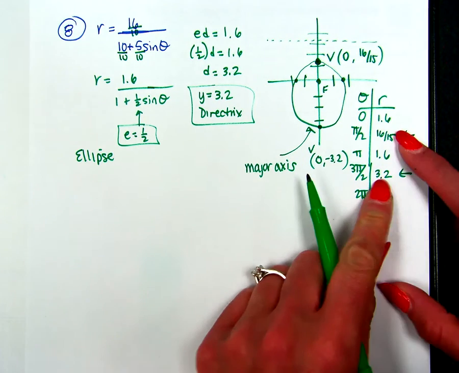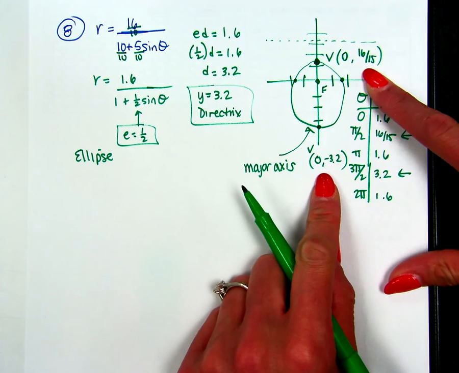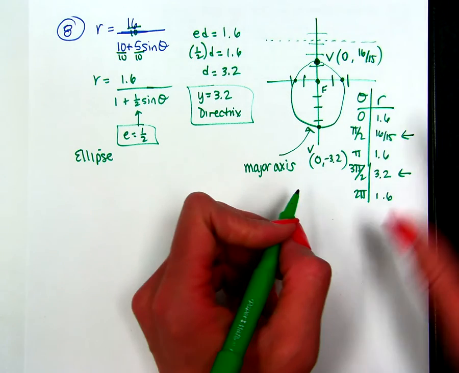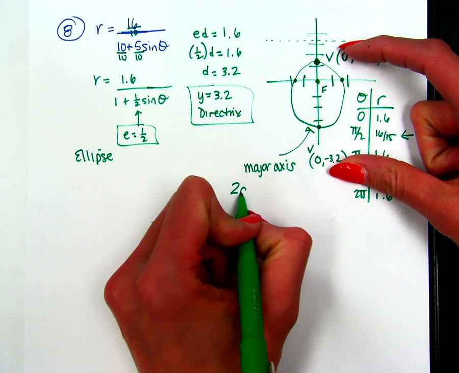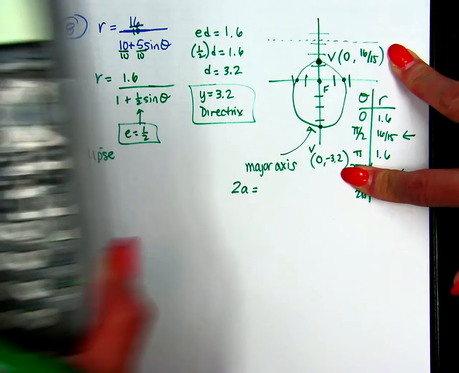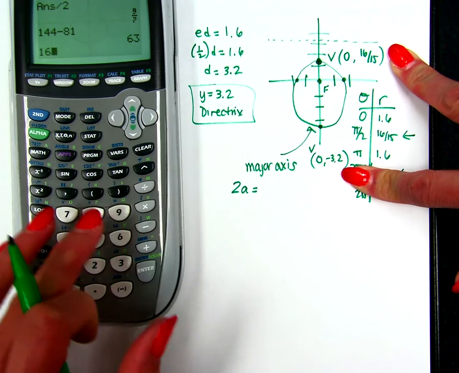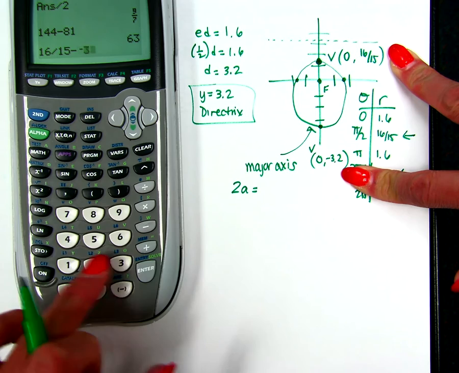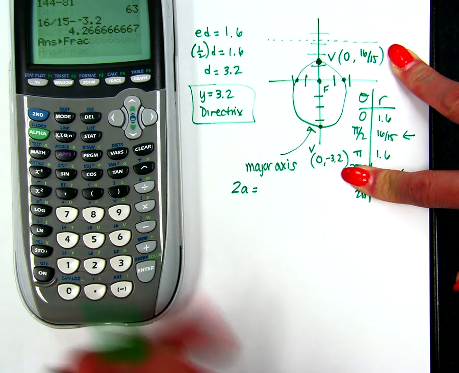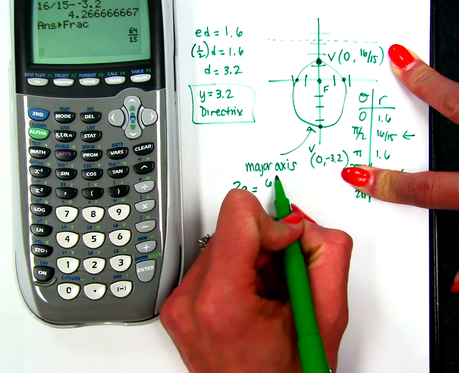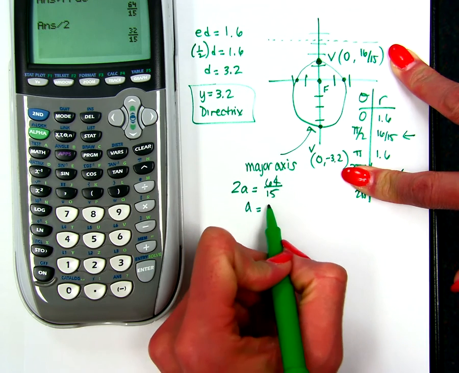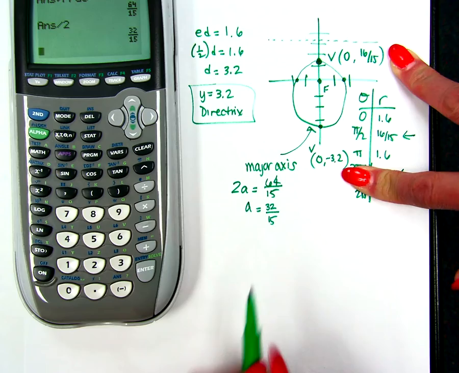Now these are our polar coordinates in rectangular. You just look at this as x and y axis, right? The major axis should be 2a, which is the distance between these 2 points. So if we wanted to find the distance between these 2 points, we could just subtract. So we have 16/15 minus negative 3.2. All right, so 2a is equal to 64 over 15, and if we divide that by 2, a is equal to 32 over 15.